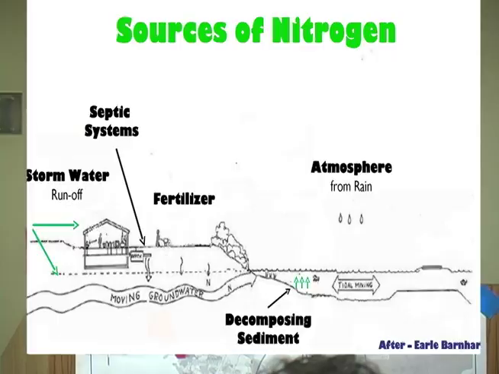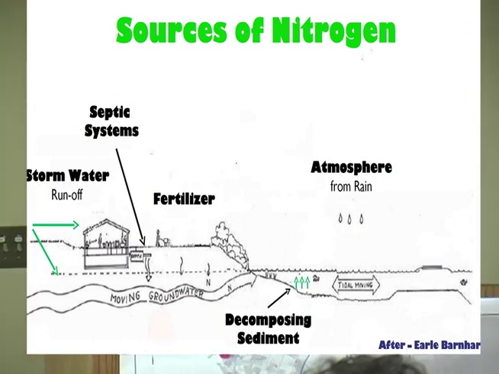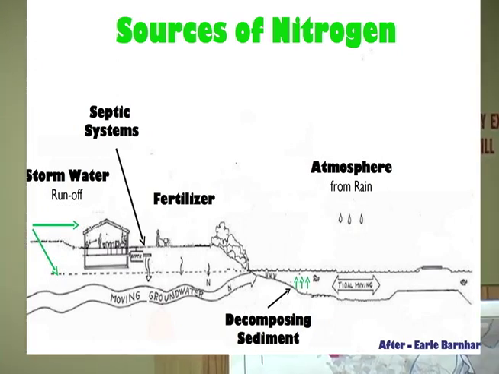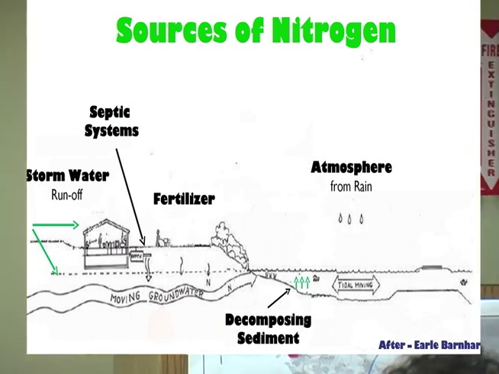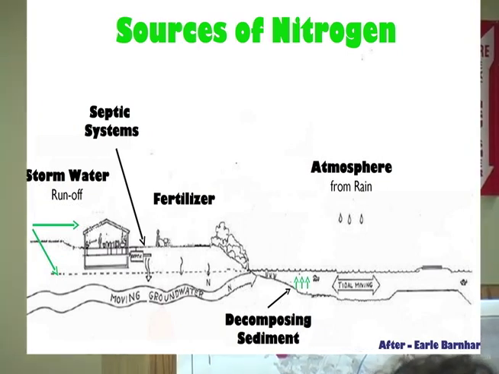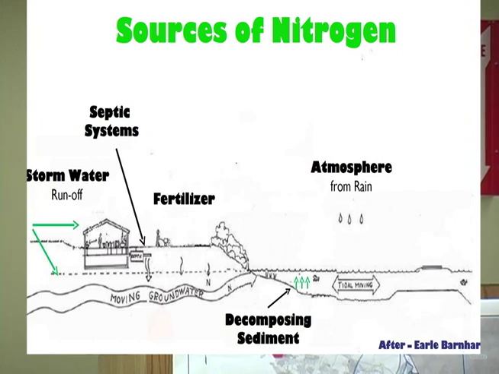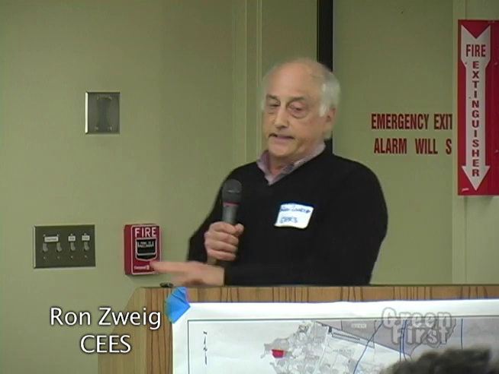areas. The sources of nitrogen, it's been touched on quite a bit today, but this shows the main contributions to the estuary environment. You've got stormwater, septic systems, fertilizer, atmosphere in the form of rain from nitrogen in the atmosphere, as well as benthic flux, which is basically decomposing sediment that contributes nitrogen to the waters.